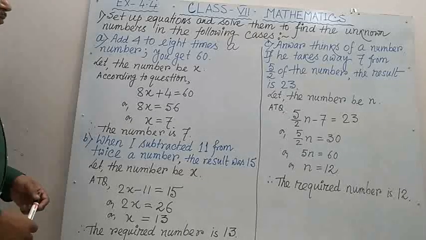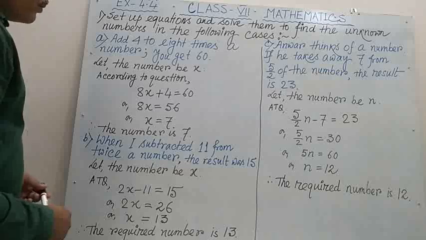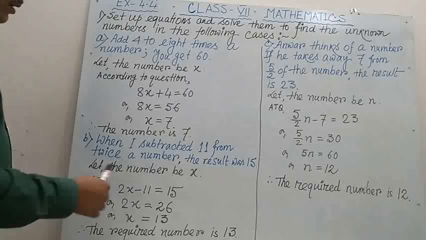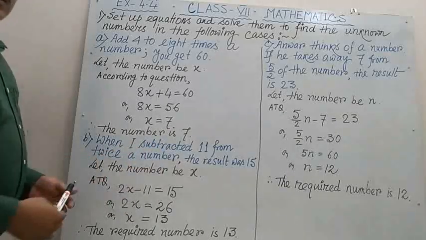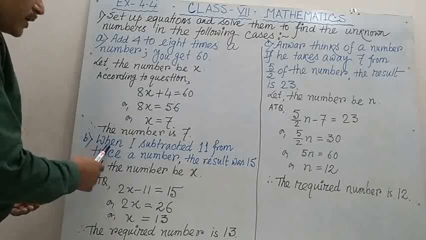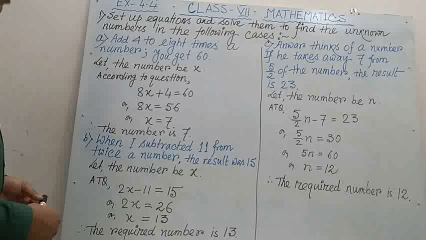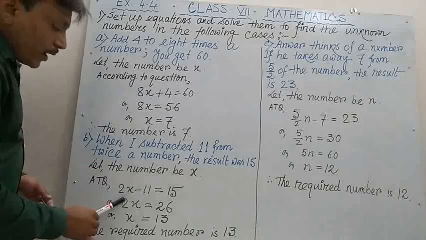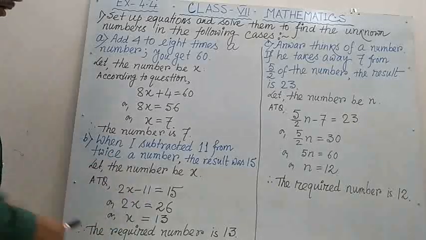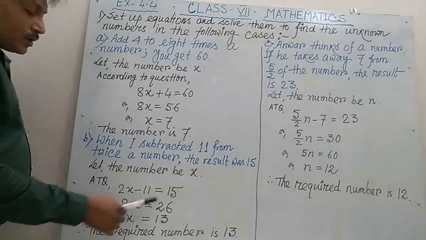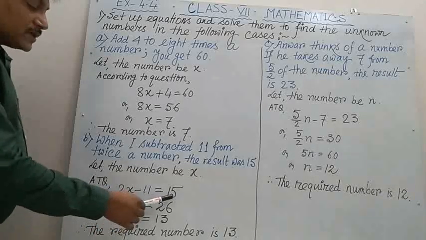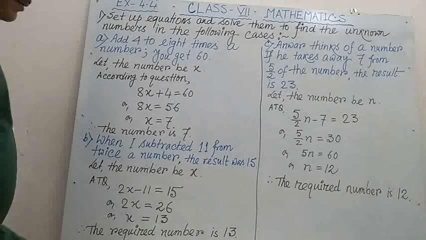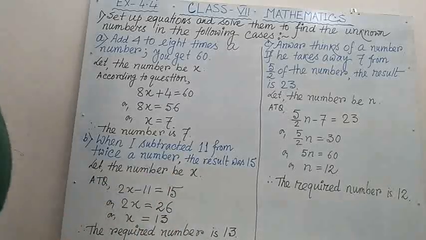Next problem. When I subtracted 11 from twice a number, the result was 15. Now solve. Let the number be x. Twice means two times, so 2x minus 11 equals 15. That is 2x equals 15 plus 11, 26. That is x equals 26 by 2, that is 13. So the required number is 13.